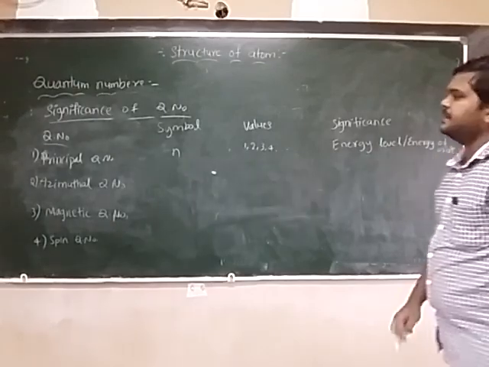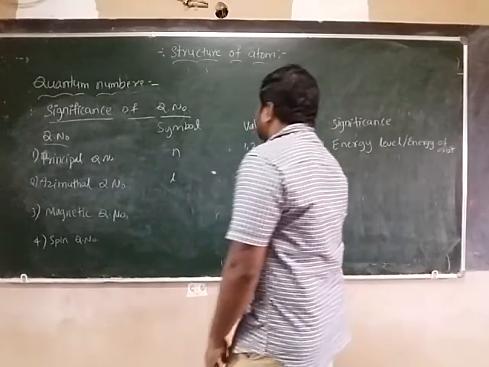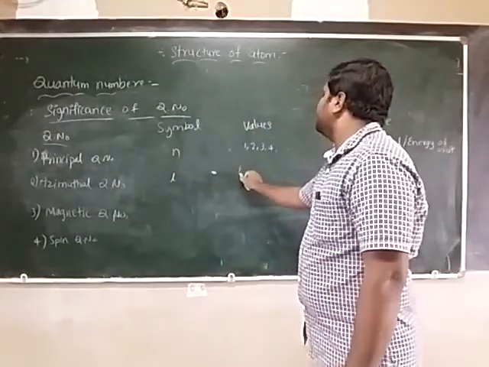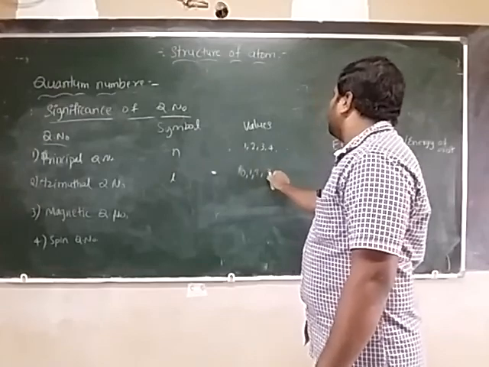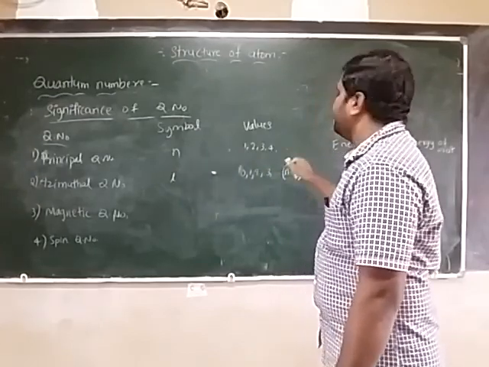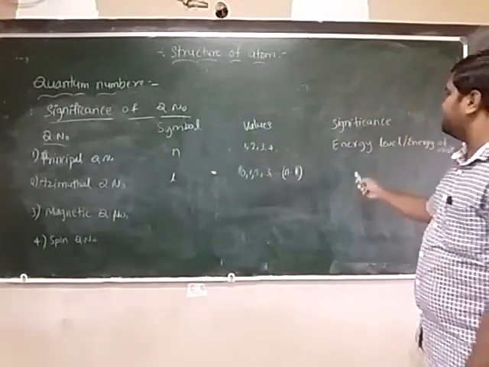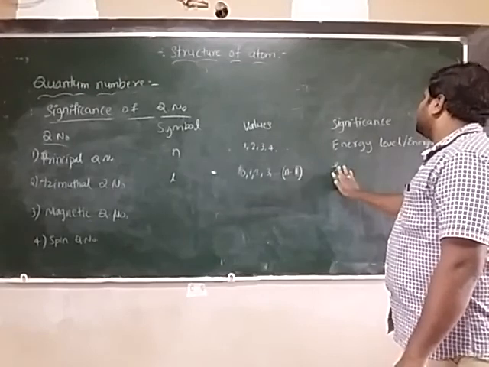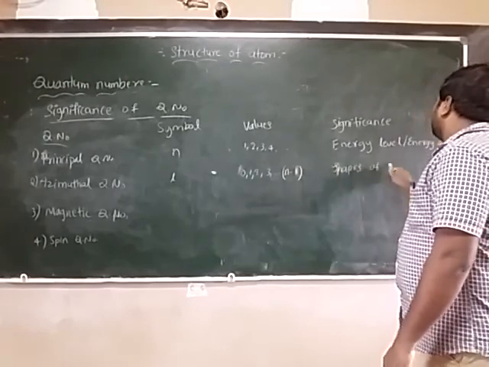Next, the azimuthal quantum number, indicated with small l. The values of the azimuthal quantum number are 0, 1, 2, 3 and so on, up to n minus 1. What is the significance? The azimuthal quantum number gives information about the shapes of orbitals.